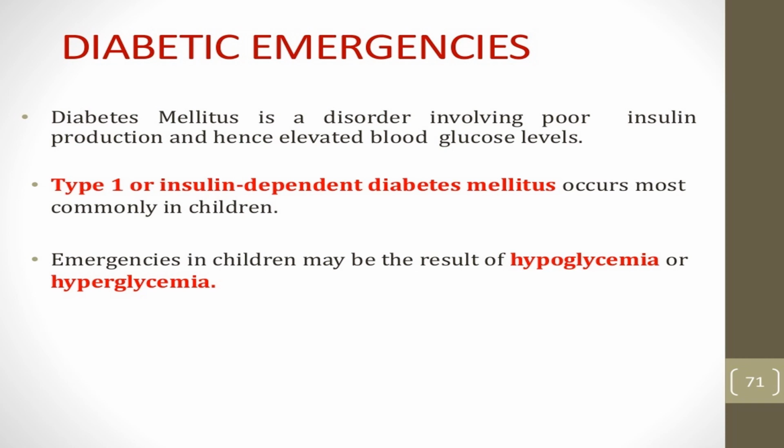Diabetic emergencies. Diabetes mellitus is a disorder involving poor insulin production and hence elevated blood glucose levels. Type 1 or insulin-dependent diabetes mellitus occurs most commonly in children. Emergencies in children may be the result of hypoglycemia or hyperglycemia.